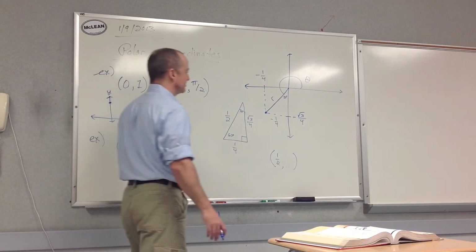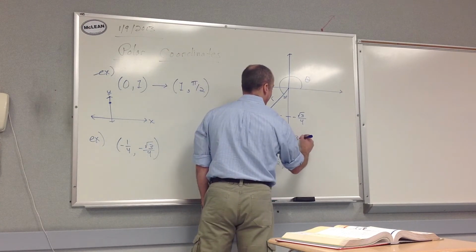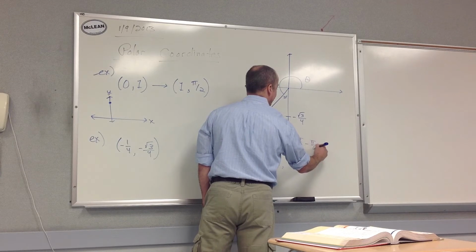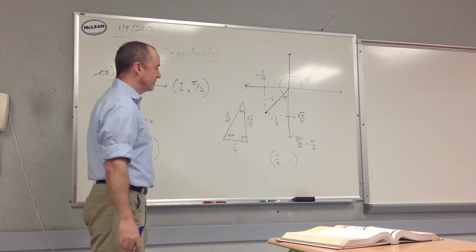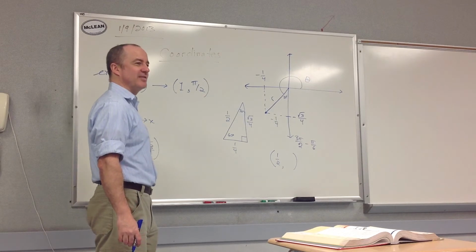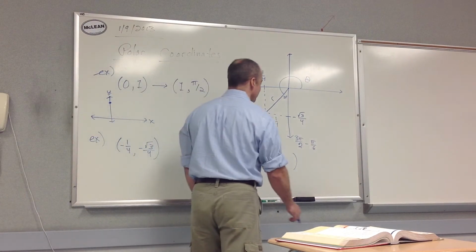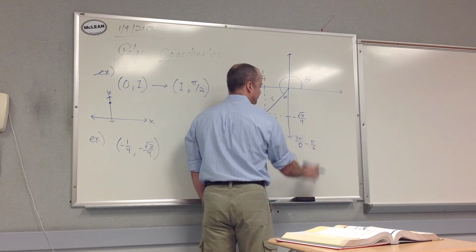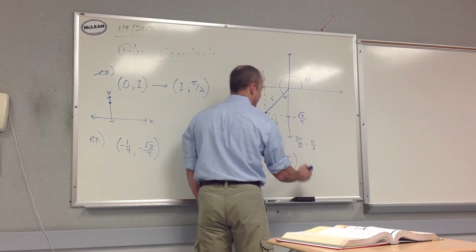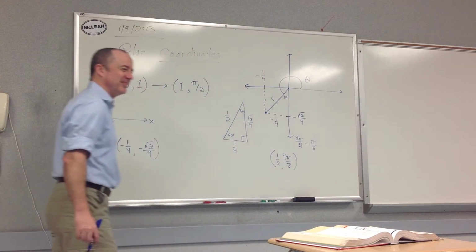Pi. What's 3 pi over 2 minus pi over 6 going to be? And 270 minus 30, that's 240 by the way, not 250, we said that. So 240, 4 pi over 3. 4 pi over 3. Someone who keeps his unit circle chart handy.